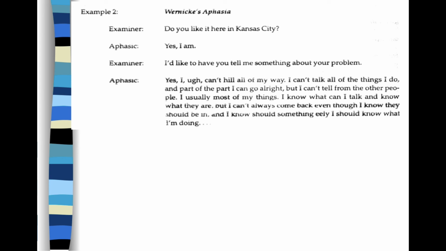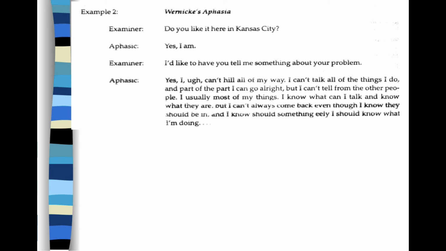Yeah, I can't heal all of my way. I can't talk all of the things I do. And part of the part I can go all right. But I can't tell from the other people. I usually most of my things. I know what can I talk, I know what they are, but I can't always come back even though I know they should be in. And I know should something eerily, I should know what I'm doing. And it goes on and on and on like that.